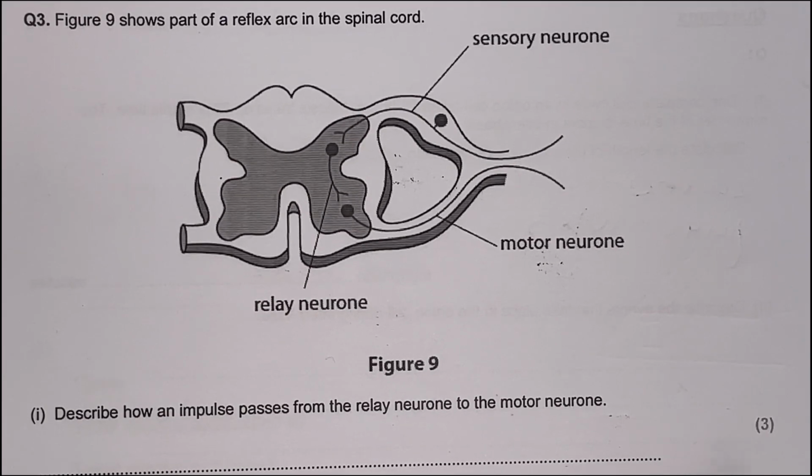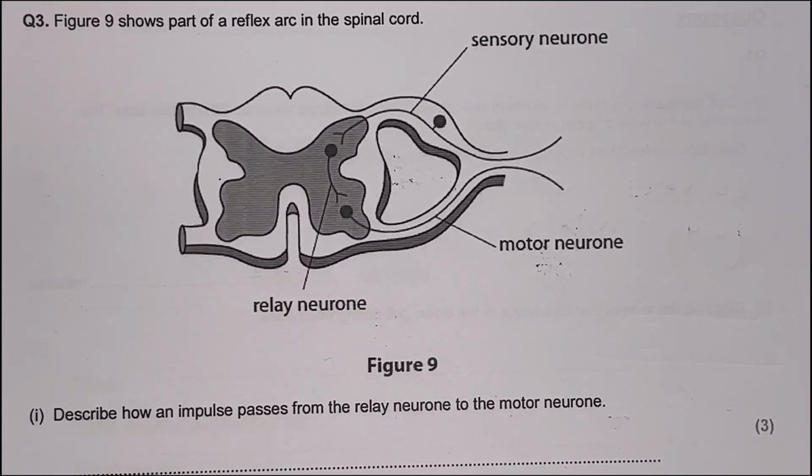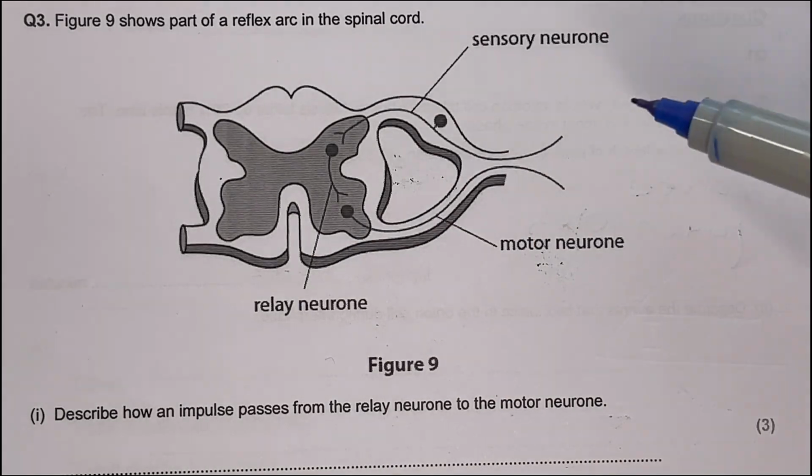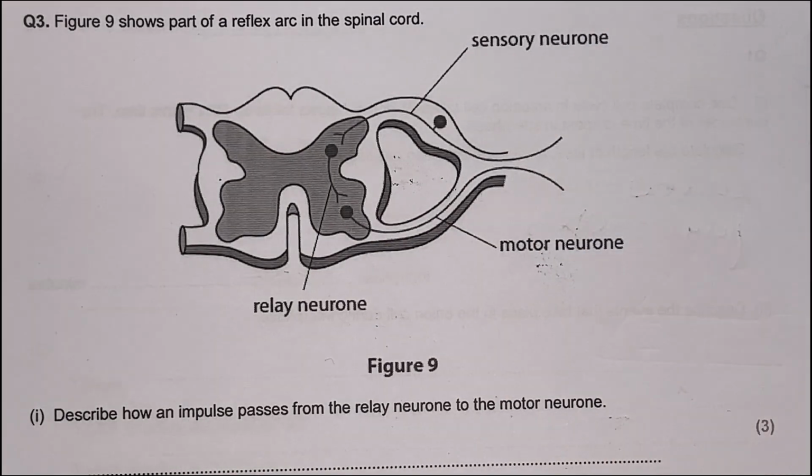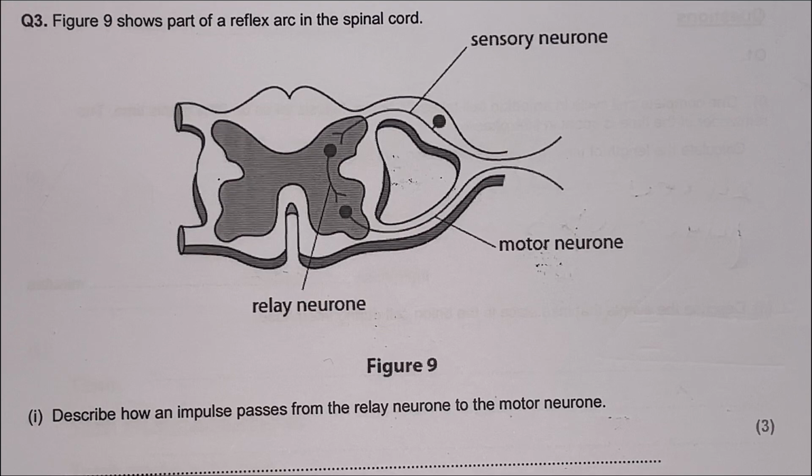Figure 9 shows part of a reflex arc in the spinal cord. I can see a relay neuron, I can see a sensory neuron, I can see a motor neuron. Describe how an impulse passes from the relay neuron to the motor neuron.